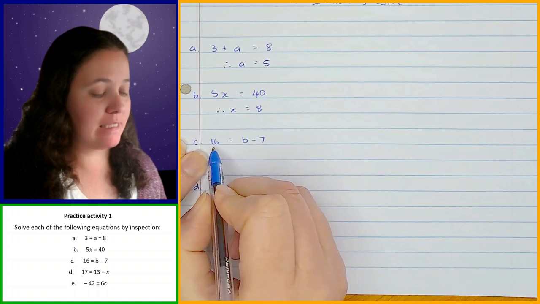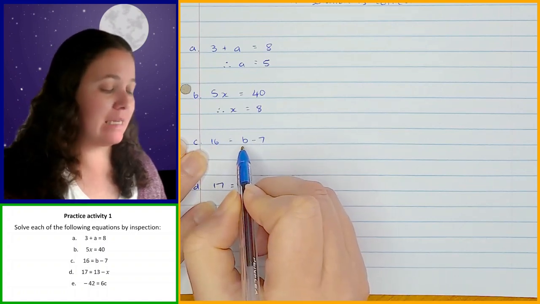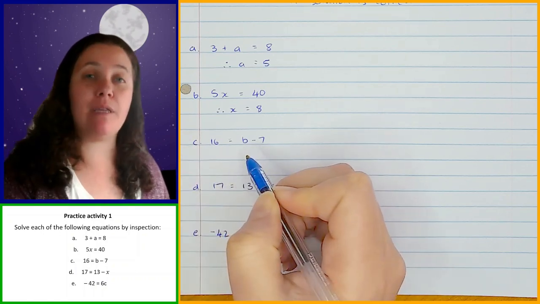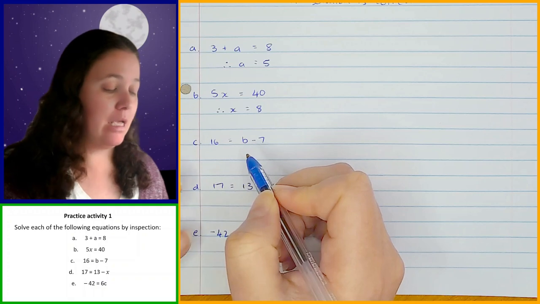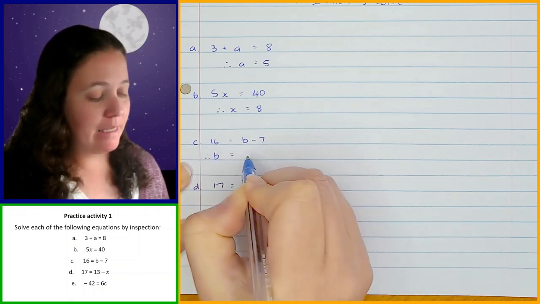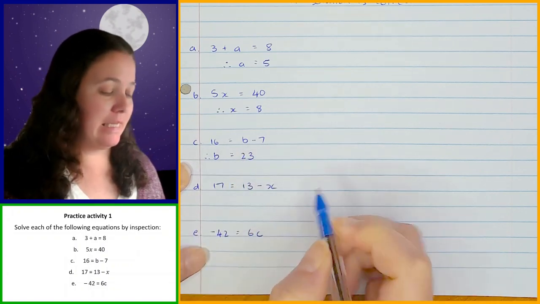The next one, I've got 16 equals b minus 7. So what can I subtract 7 from to get 16? That means I have to start off with something that's higher than 16 by 7. So b must be equal to 23. 23 minus 7 is 16.